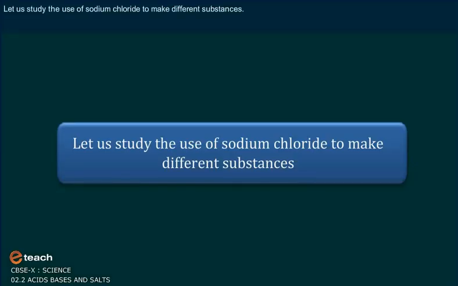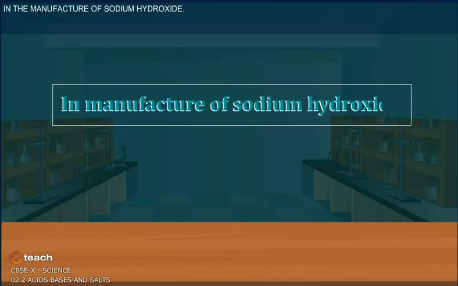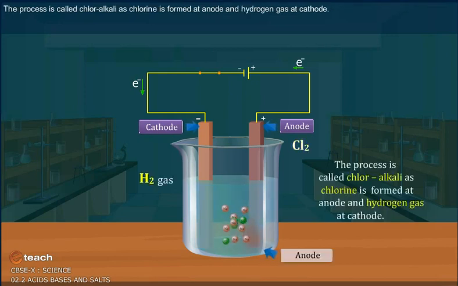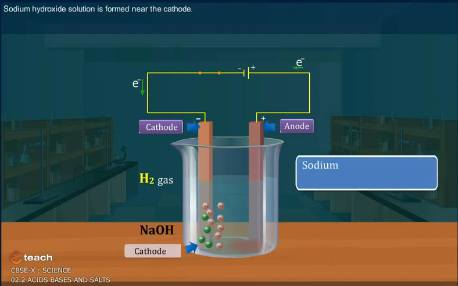Let us study the use of sodium chloride to make different substances. In manufacture of sodium hydroxide, when electricity is passed through the solution of sodium chloride, which is also called brine, it decomposes to form sodium hydroxide. The process is called chlor-alkali, as chlorine is formed at the anode and hydrogen gas at the cathode.